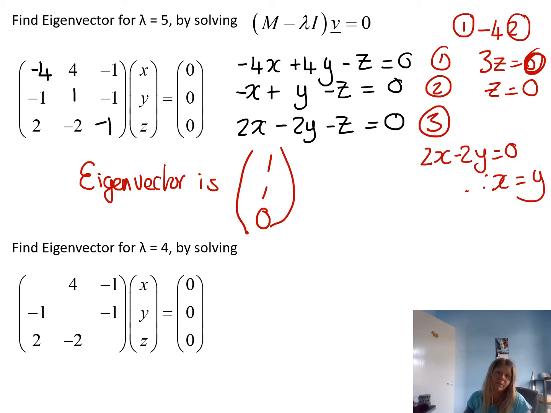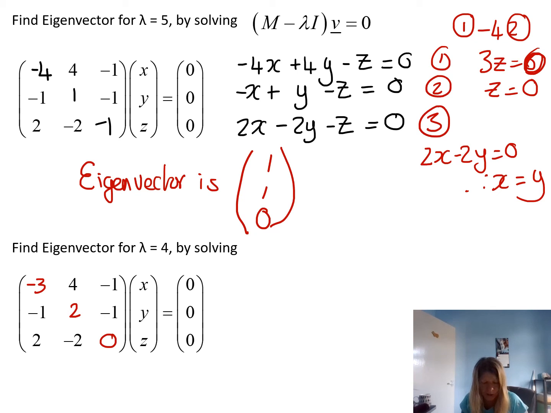Right, let's do another one. So eigenvalue is 4, so you take 4 off the diagonals. So that was 1 take 4 is minus 3. 6 take 4 is 2. 4 take 4 is 0. Right, so rather than doing all that business, let's put them in and you're calculating simultaneous equations. Minus 3, 4, minus 1, naught. 1, 2, minus 1, naught. So you're just changing the diagonals if you've done this. 2, minus 2, and naught.